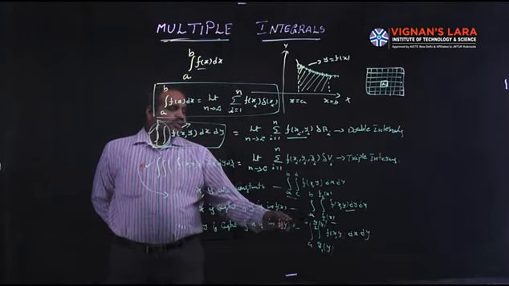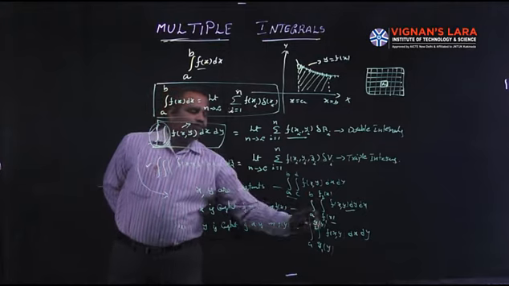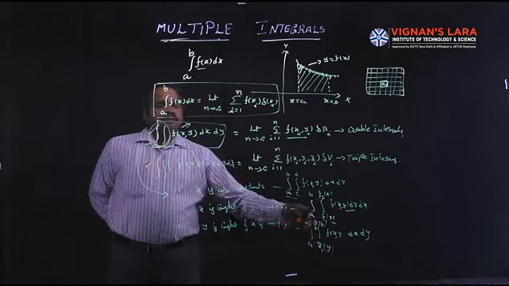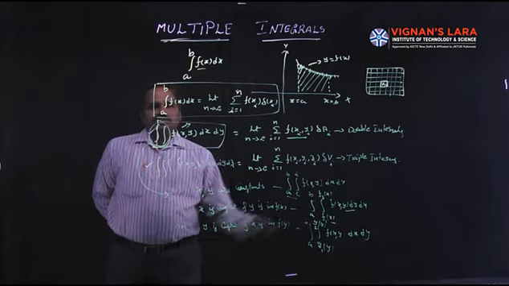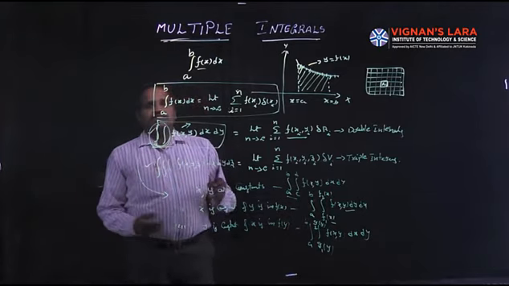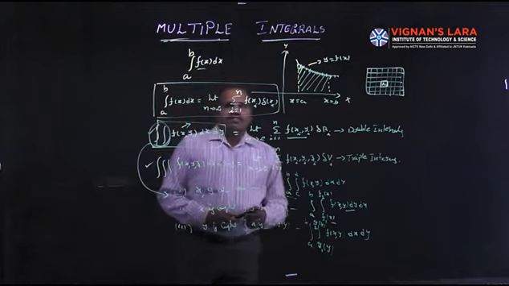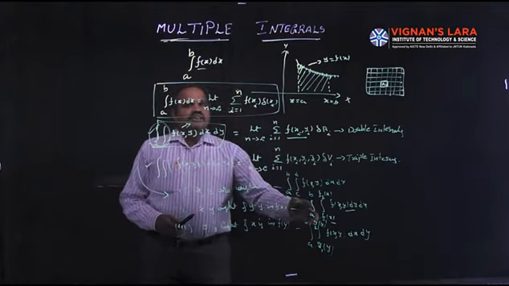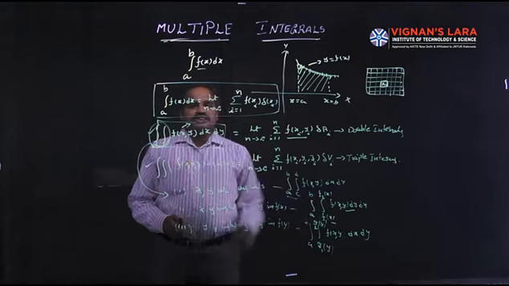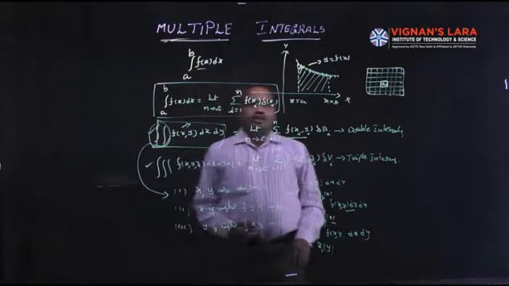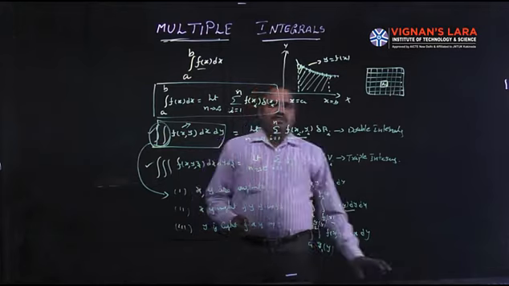Here see this one, a to b, f1 of x. We have to change the limits. X is constant, and you have to convert that to y constant. So like this, we have change of variables and change of order of integration. Here the order of integration varies. Change of variables means only in the function we are changing the variables. So this is called change of variables and change of order of integration.